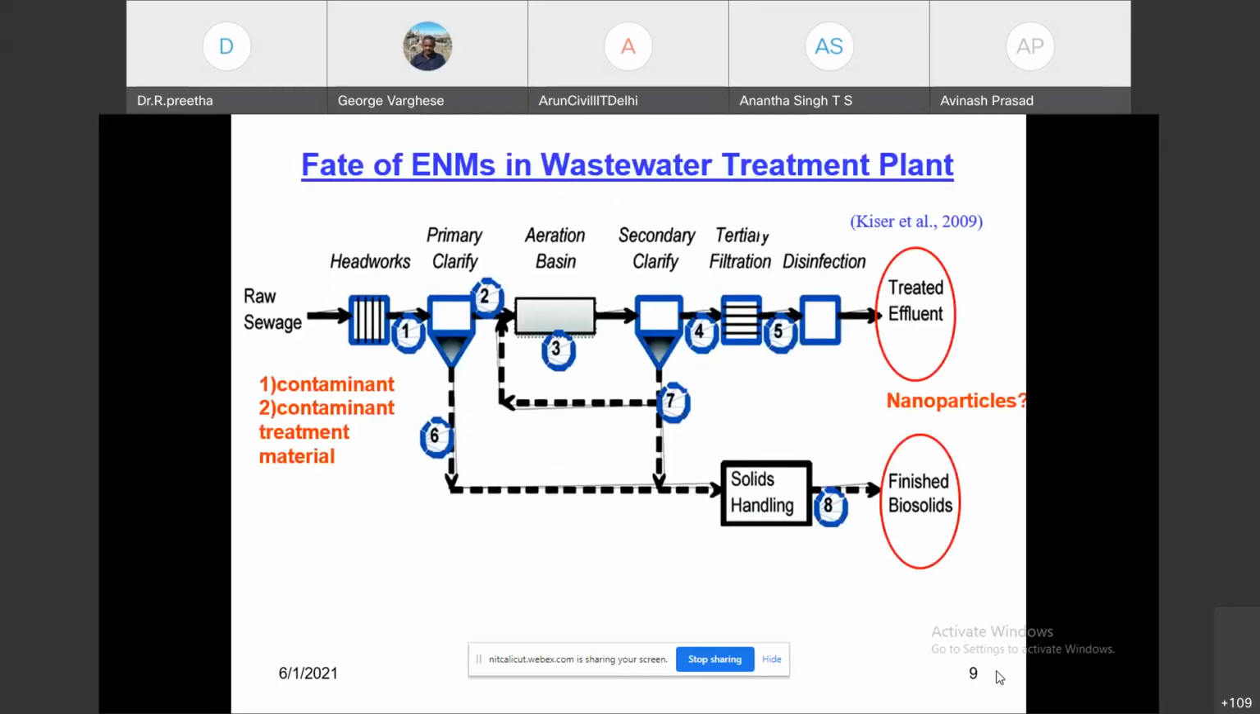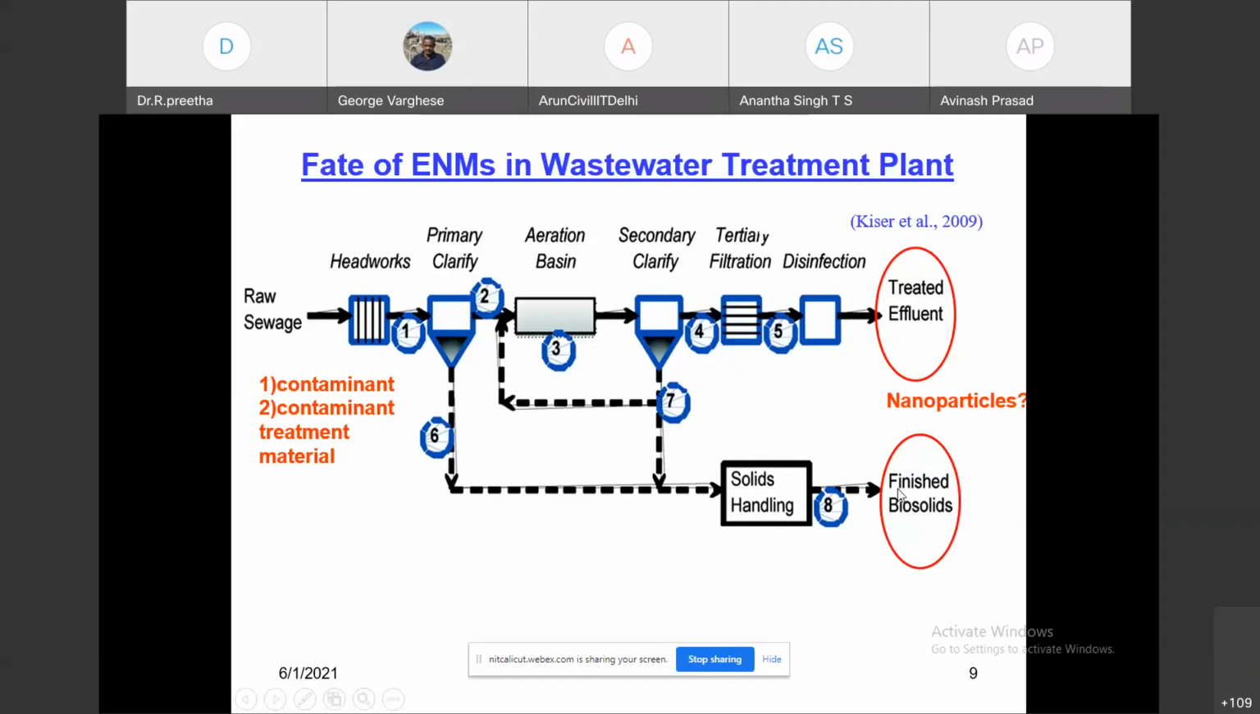So again, some more information. Let's say these are the two locations. One is obviously the treated effluent and the finished biosolids. So the wastewater which is coming from your treatment plant, again, depending on the treatment plant unit processes, you can see different fractions or different partitioning of your nanoparticles. Obviously, some of those nanoparticles will be converted to something else. Some of them will be absorbed by your bacteria. Some of them will still be remaining in your wastewater effluent. Some of them will be settled and precipitated as part of the sludge removal method. So those things will happen. And then you will have the treated effluent and you will have the finished biosolid.